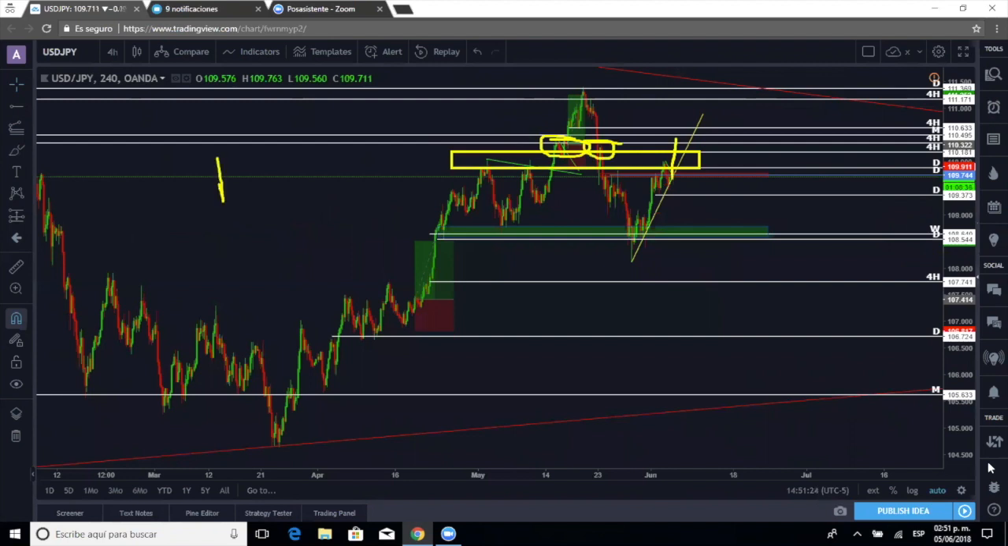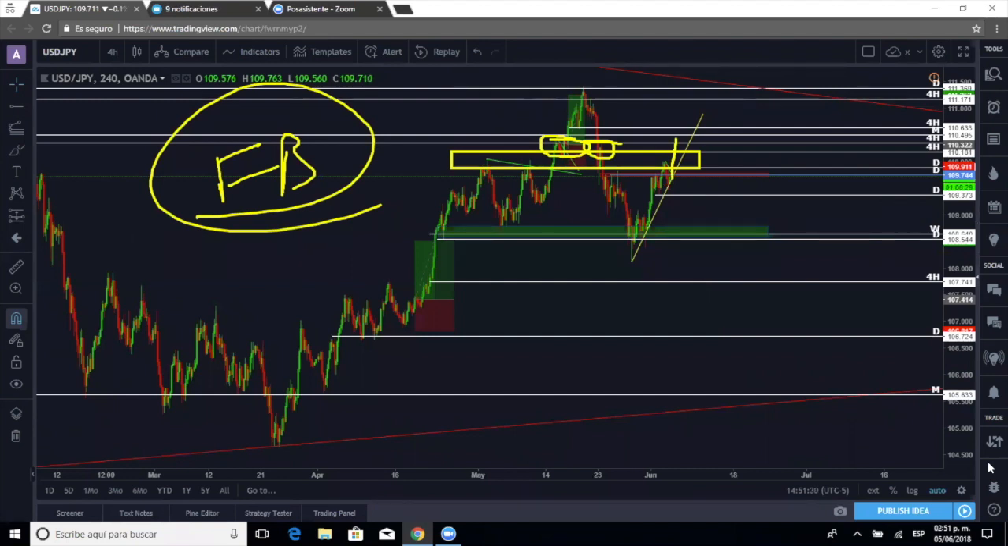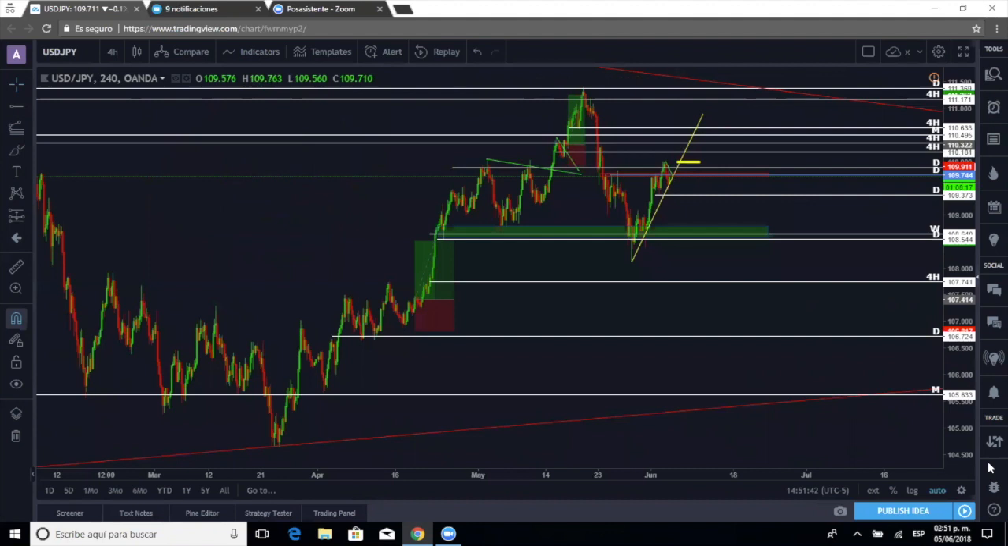We need to see a flag, but where it previously falsely broke. And then from there we need to see a flag, and then one more push, break back, break, retest, and up to the tops. Failure to do so will just warrant consolidation. Is that something we're interested in? No, sir.